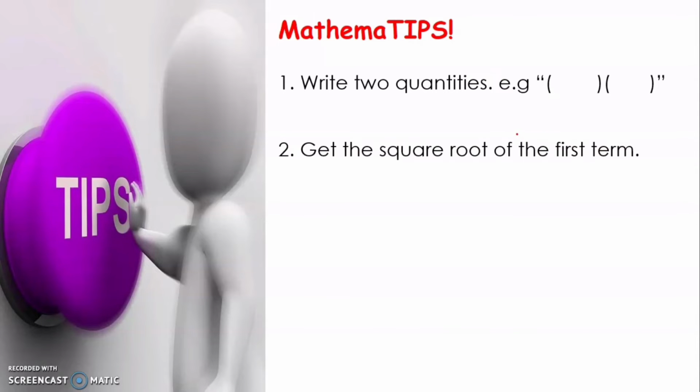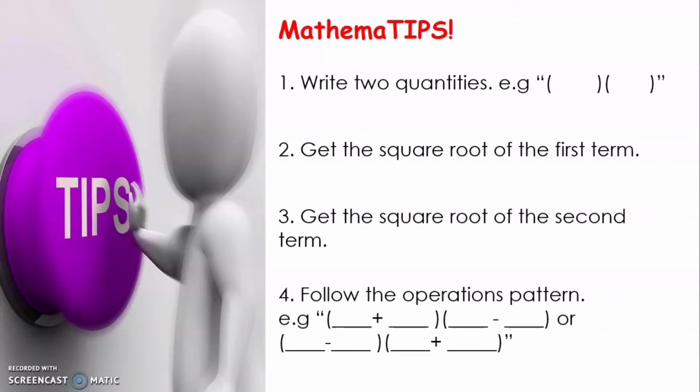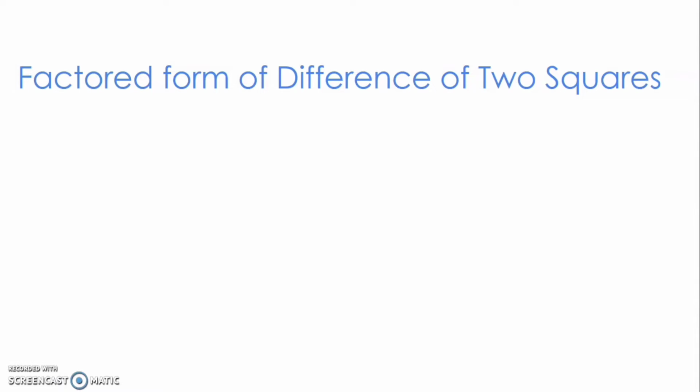After that, get the square root of the first term. Next, get the square root of the second term. Lastly, follow the operations pattern, so you may use addition first before subtraction or subtraction then addition. Let's have the first example.